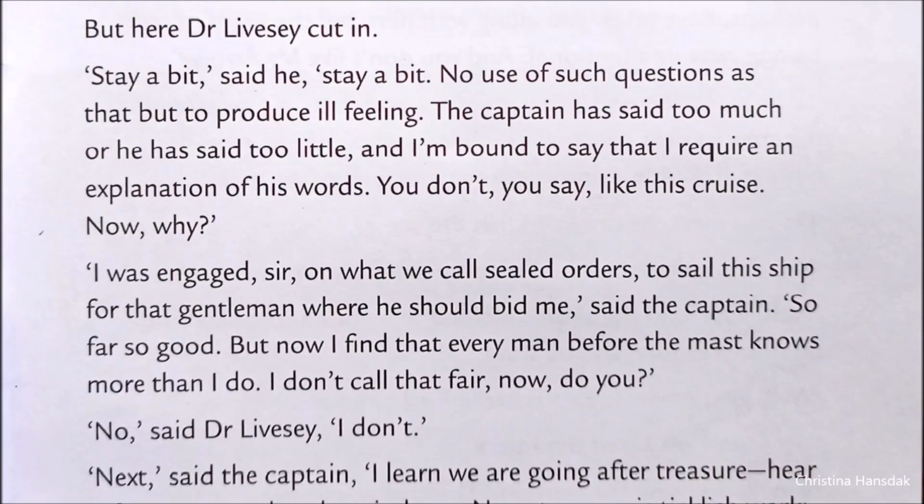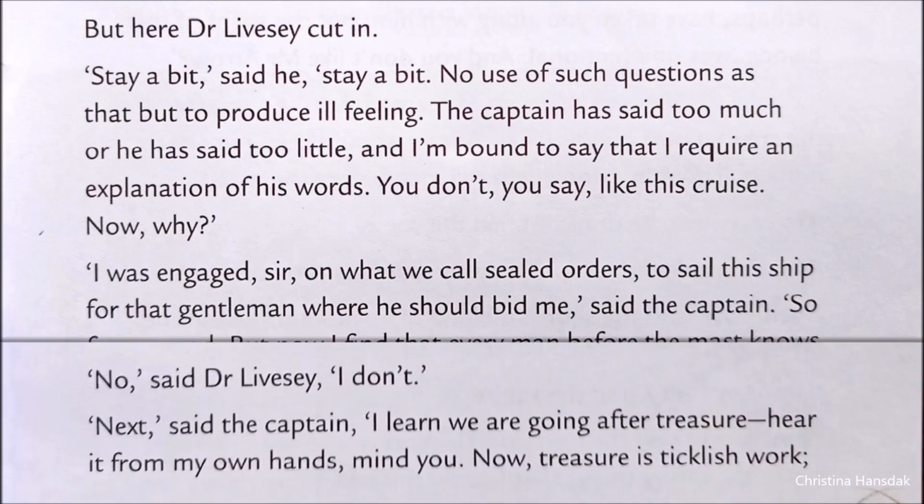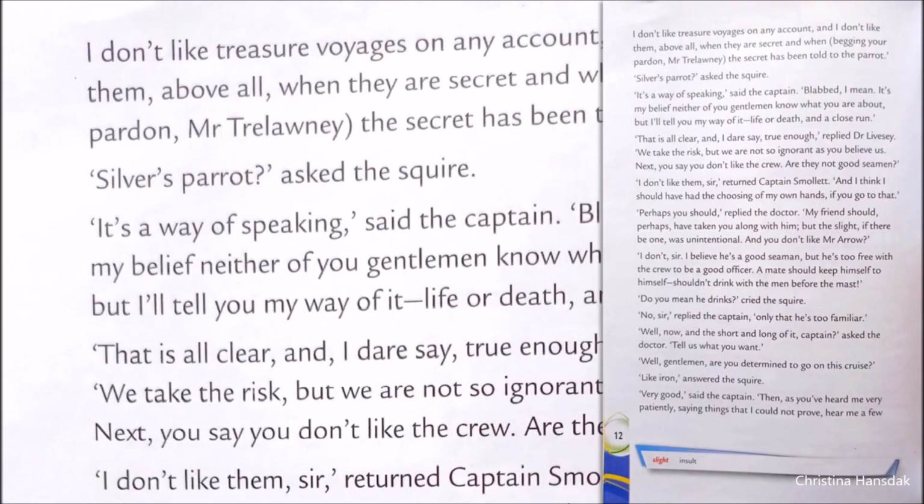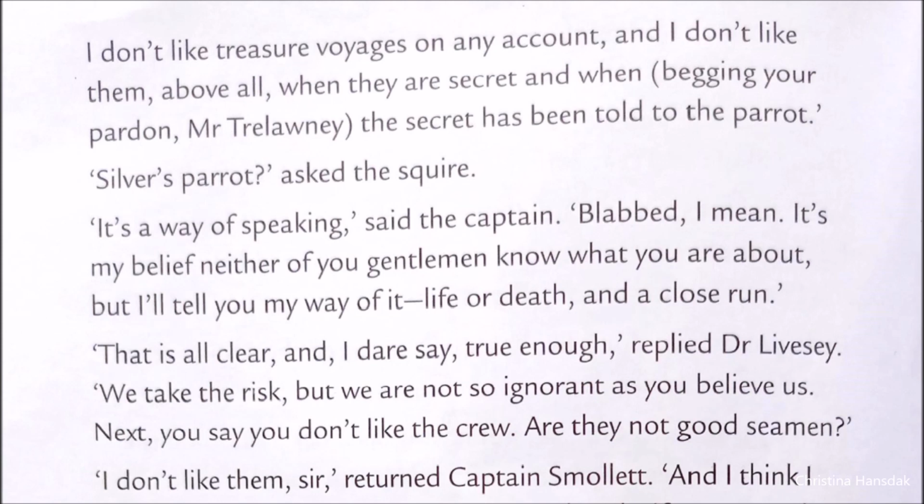Dr. Livesey cuts in and asks the captain what the reason behind his dissatisfaction is. Then Captain Smollett says that he has heard that they have a map of the island where the treasure chest's location is marked. For this, Squire cries that he never told anyone about the map. Here, Jim knows that Squire is a blabber. And Livesey declares that at least two of them are honest. First is the captain and second is the cook.